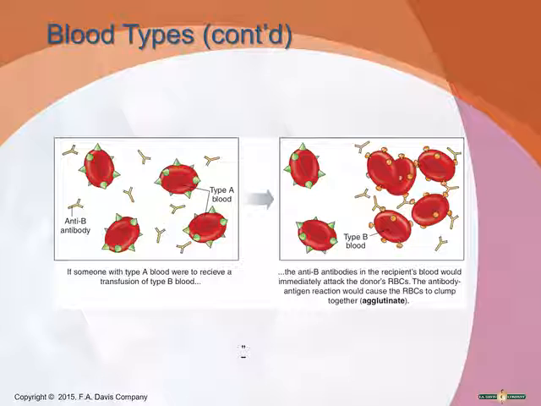And we're going to do an experiment in the lab where you're going to test some synthetic blood and try to figure out what blood type it is based on the reaction you see.